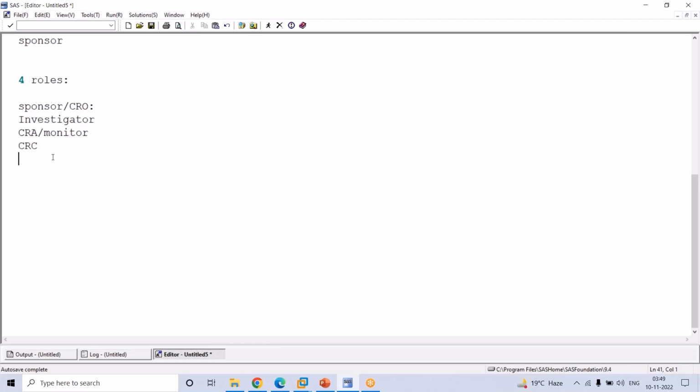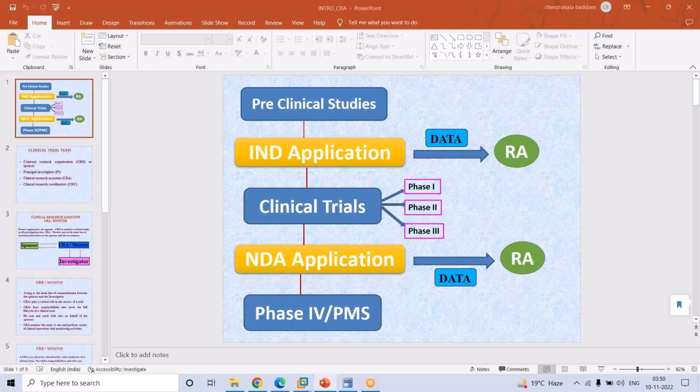So that is the role of the monitor in the clinical trial process. Okay, he will be conducting different visits. They plan for the visits and they conduct the visits. So I'll be explaining those visits. So you know this process, clinical trial process.